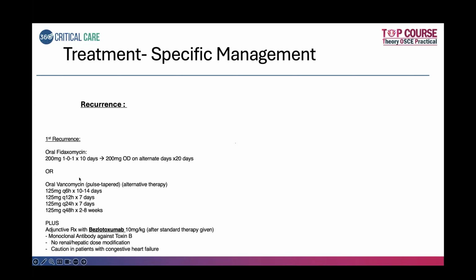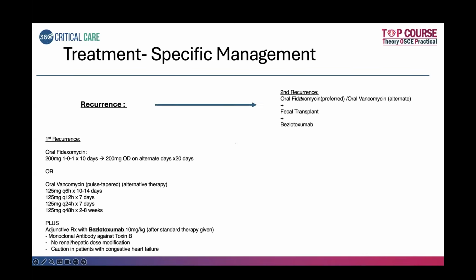With either of these therapies, you need to add Bezlotoxumab. That is a monoclonal antibody targeted against toxin B. There is no renal or hepatic dose modification, and you need to be very cautious in patients with congestive heart failure. The dose is 10 milligrams per kg, and it is a monoclonal antibody targeted against toxin B. So this is very, very important.